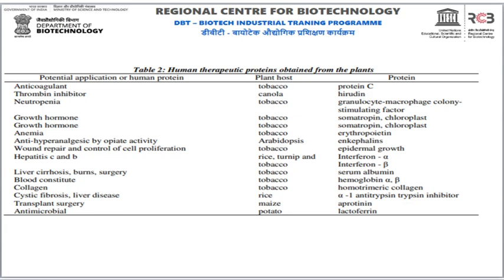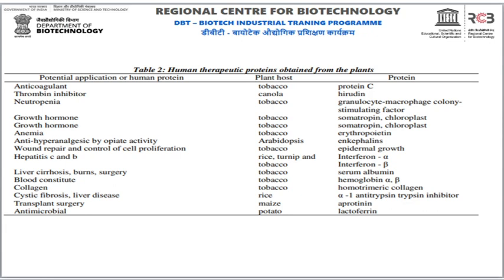Next is erythropoietin, which is also isolated from tobacco, and it is employed for anemia. Next is enkephalin, which is isolated from Arabidopsis, and it is employed as a painkiller because it is an analgesic drug due to its opiate activity. Next is epidermal growth factor, which is also isolated from tobacco. It is employed for control of cell proliferation, and it is additionally used for wound repair. Next is interferon alpha, generally isolated from rice, turnip, and tobacco. They are employed for diseases like hepatitis C and hepatitis B.